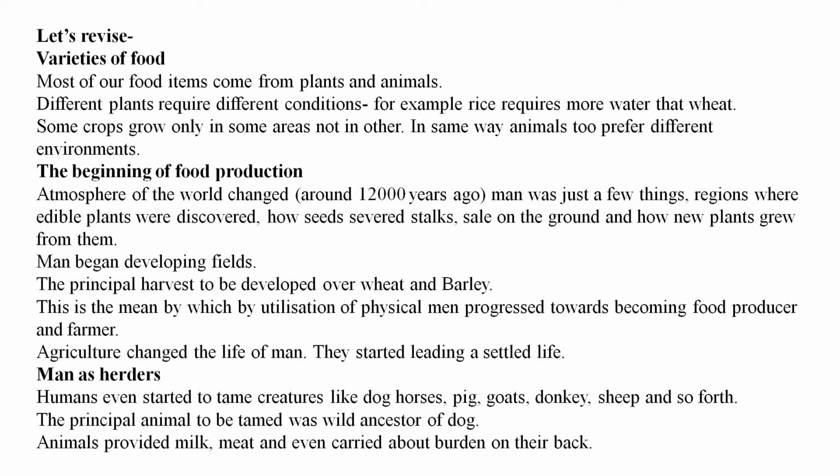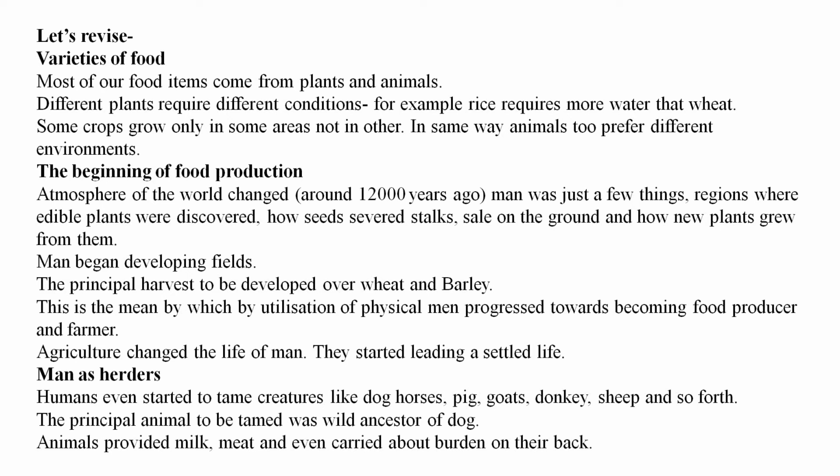The beginning of food production: the atmosphere of the world changed around 12,000 years ago. Man noticed a few things. He saw how edible plants grew, how seeds were scattered on the ground and how new plants grew from them. Man began developing fields. The first crops to be developed were wheat and barley. This is the way by which man progressed towards becoming a food producer and farmer.